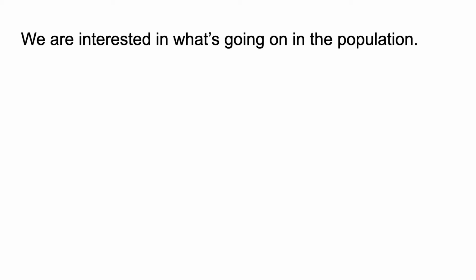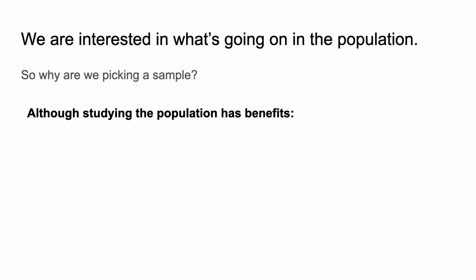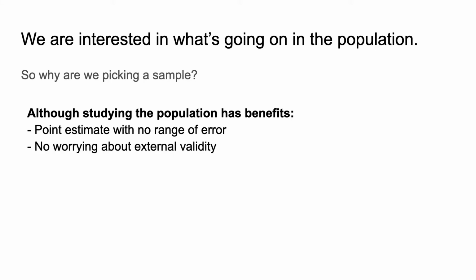So when we make a study, we're interested in what's going on in the population. That is our primary goal. So why are we picking a sample? Why don't we just study everyone? That's a good question. Because studying the whole population is beneficial in a few ways. For example, it gives us a point estimate with no range for error because we have measured everyone, so there is no chance for inaccuracy. There is no worrying about external validity because the study is immediately externally valid if it tests everyone. There is no subgroup unaccounted for because everyone is in the study.